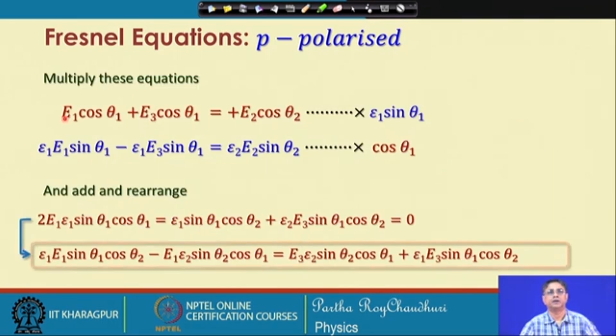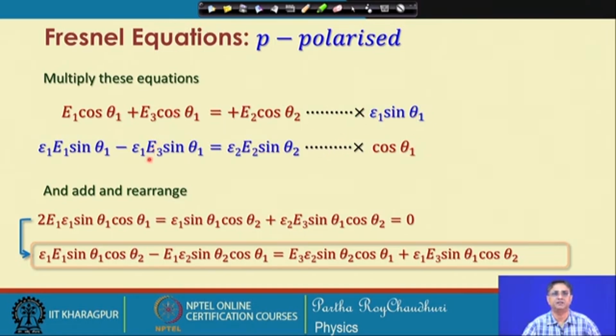Now, for calculation of the energy transmission, the amplitude transmission coefficient, we again work with those two equations, that is the continuity condition for the electric field and for the normal component of the displacement vector. This time we multiply the first equation with E1 sin theta 1 and the second equation with cosine theta 1.